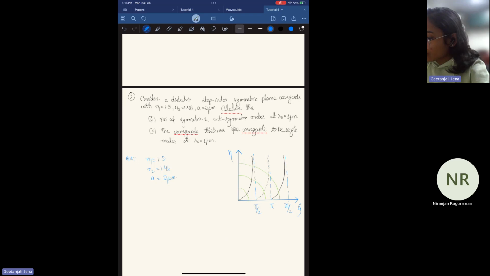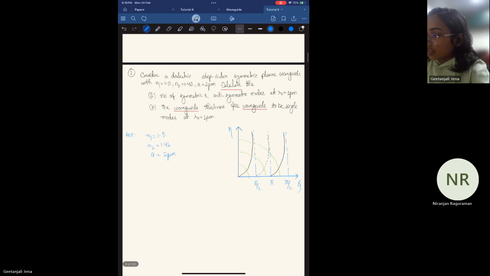The value of lambda 0 is 1 micrometer. Okay. So now the question is asking for the number of symmetric as well as antisymmetric modes at lambda 0, 1 micrometer. And the second part is to find the waveguide thickness for the waveguide to be single moded at lambda 1 micrometer. Okay.